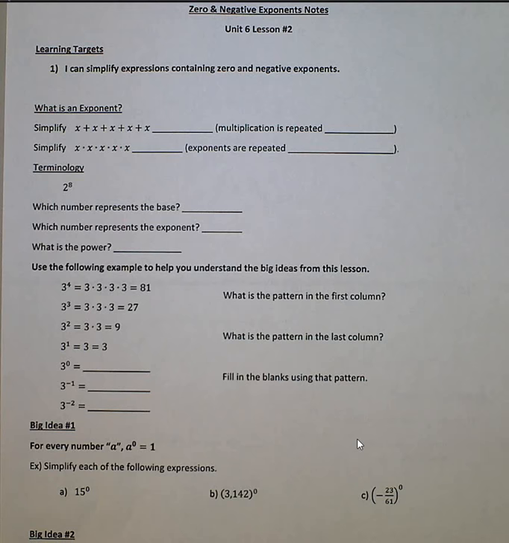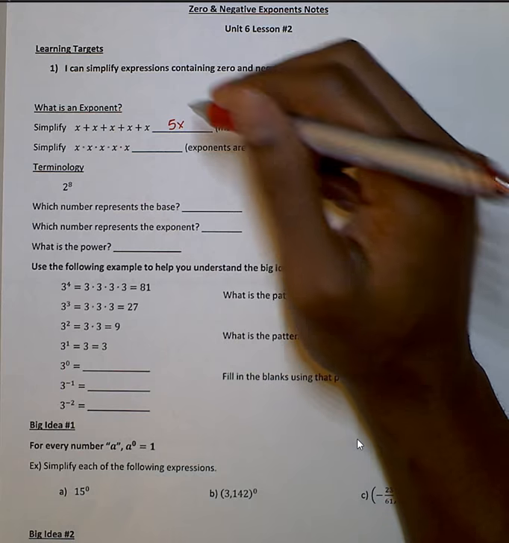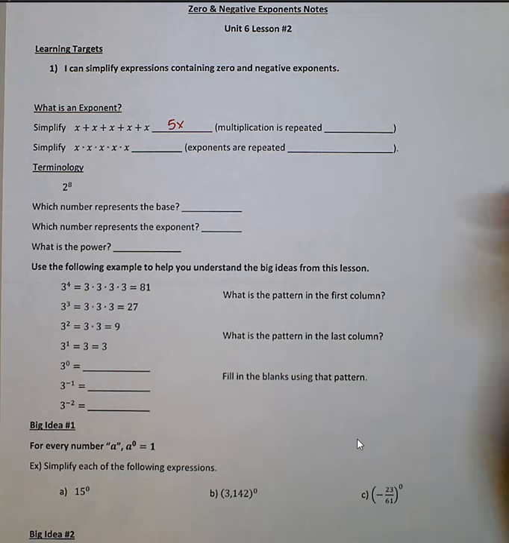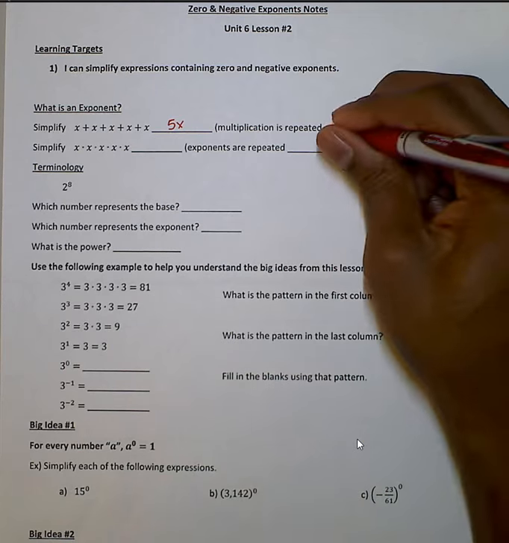Let's simplify this first. x plus x plus x plus x plus x. What is that? That's 5x. Notice that now all this addition turned into multiplication, and multiplication is repeated addition. Okay, understand we say multiplication because when we say 5x, that means 5 times x.